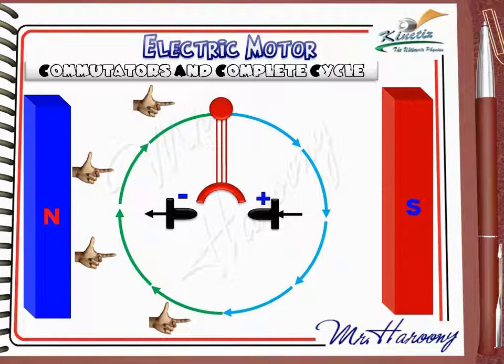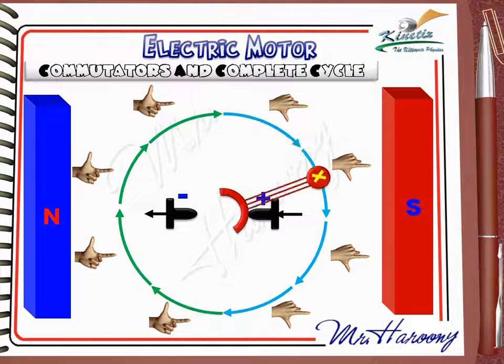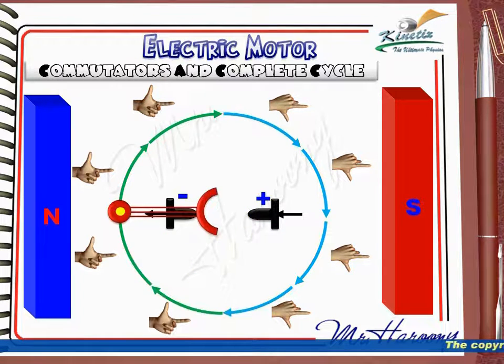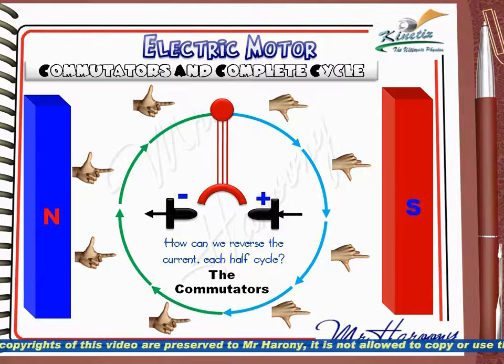In this position, we want to have the downward push again. It is clear that each half cycle, the direction of pushing must be reversed. So there must be a mechanism that reverses the current each half cycle. So the question will be, how can we reverse the current each half cycle? The answer is the commutator.